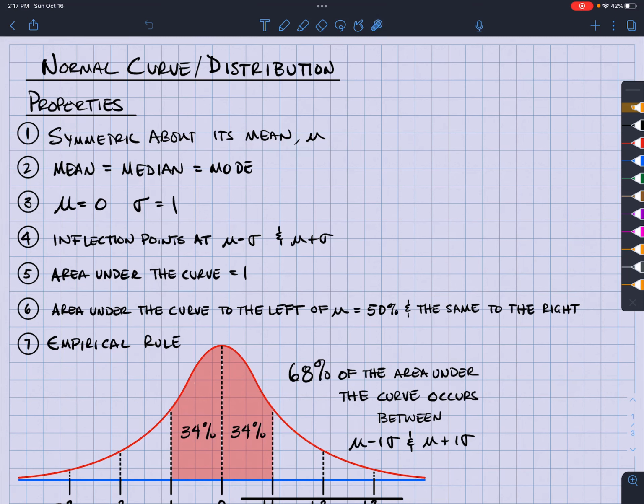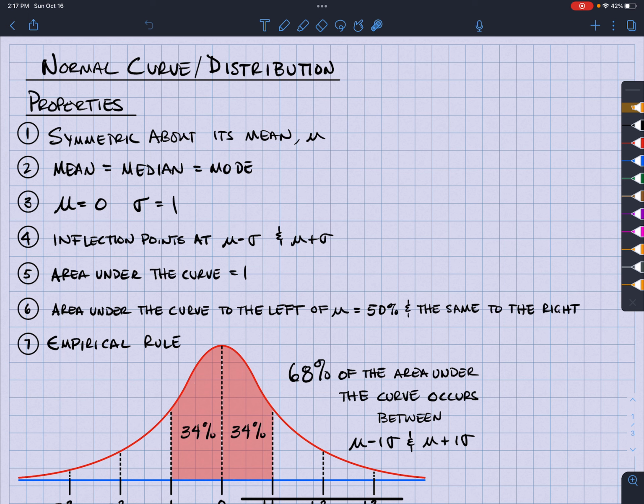All right, so today we're talking about the normal curve and distribution, some of the properties of it. It's symmetric about its mean, but remember the mean is equal to the median and equal to the mode at this point in time as well. The mean is known to be 0, while the standard deviation is known to be 1. The inflection point occurs at mu minus 1 standard deviation and mu plus 1 standard deviation.